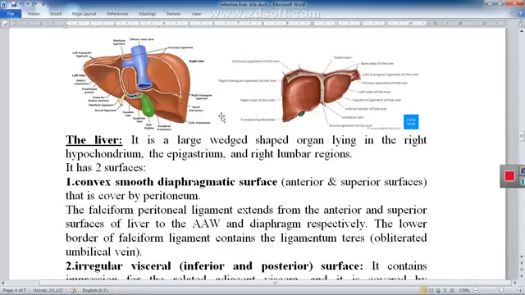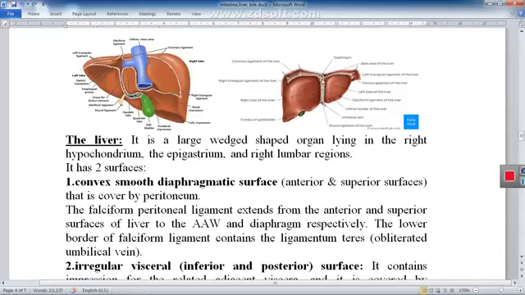The liver is a wedge-shaped or pyramidal organ. Surface anatomy of the liver: it lies in the 9 regions, in the right hypochondrium, epigastrium, and the right lumbar region, and it has 2 surfaces, as you can see. The anterior and superior surface is related to the diaphragm and is convex, and therefore it is a smooth anterosuperior surface, which is called the diaphragmatic surface.